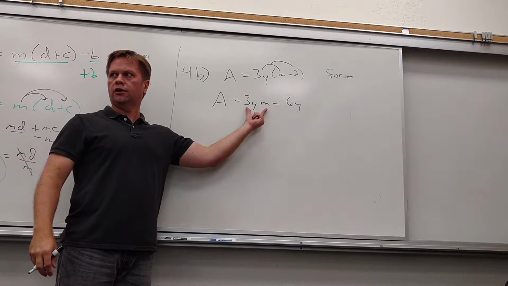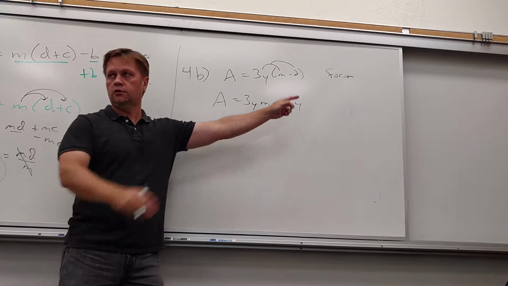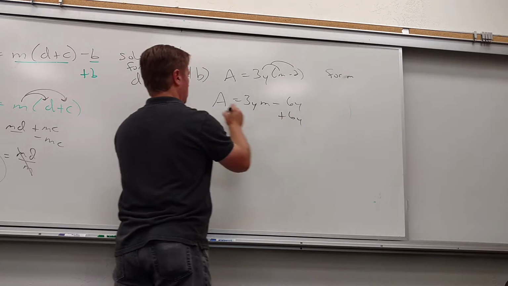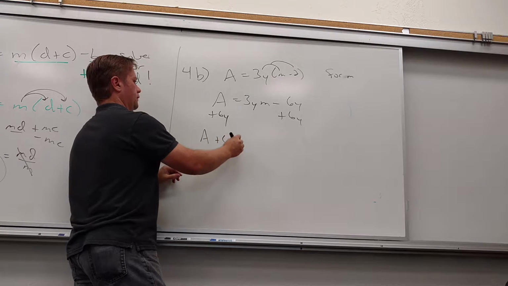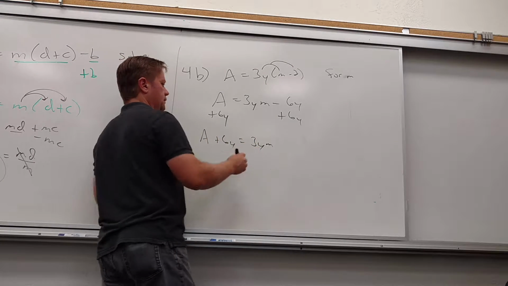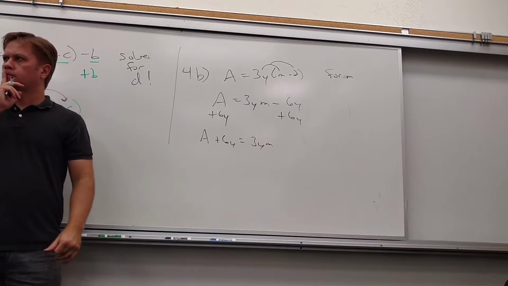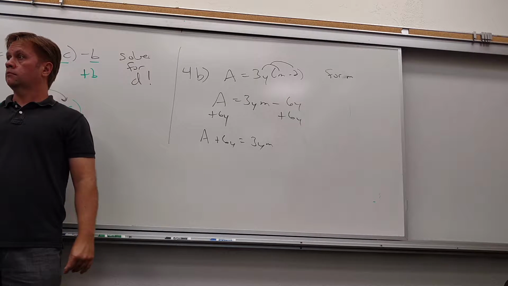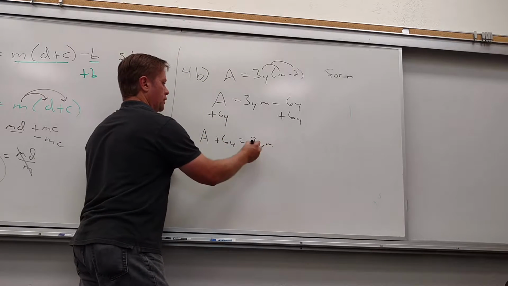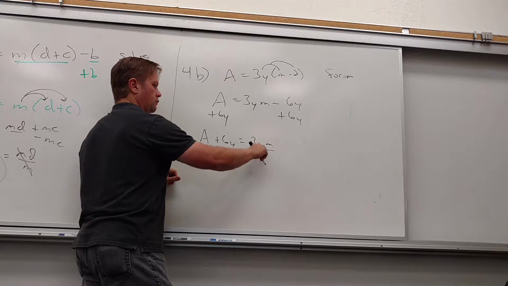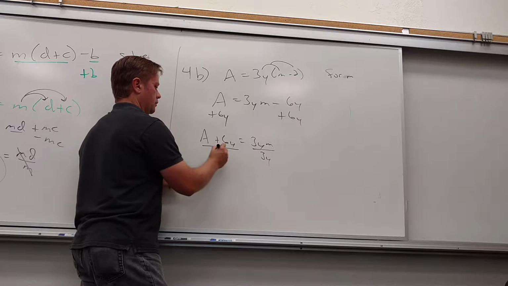Here. So what are you going to get rid of? Add 6. Good. Add 6Y. What's A plus 6Y? A plus 6Y. I love it. And last step: divide by 3Y. Yeah, because you're trying to solve for M. And M is being multiplied by 3Y, so you divide by 3Y. Okay.